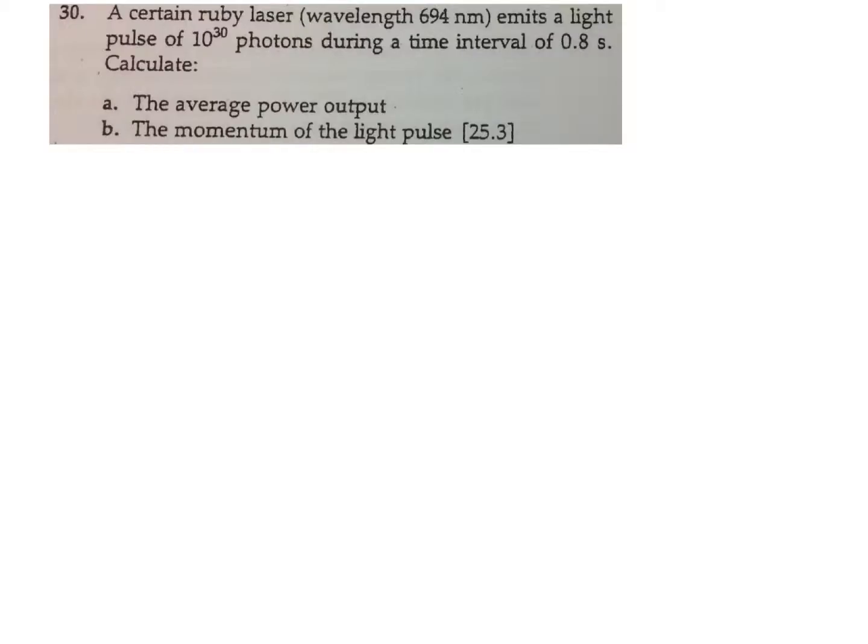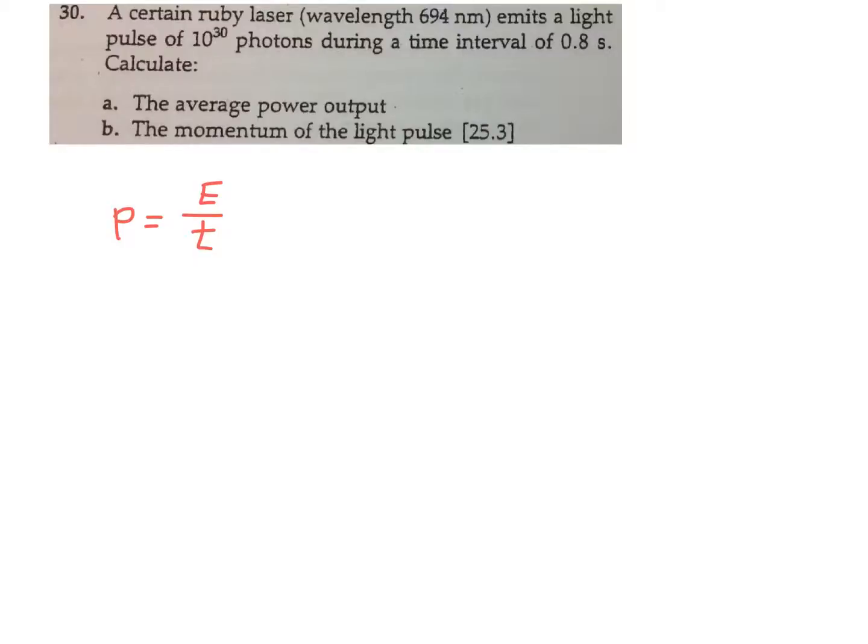Example number 30. All right, we want to find the average output power of this ruby laser. Well, this is not a photoelectric effect problem. There are two things going on once again. We have the power equals the energy over the time. Now I think they give you the time here, 0.8 seconds. But we've got to find the total amount of energy in this time.